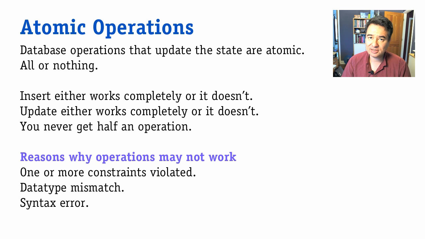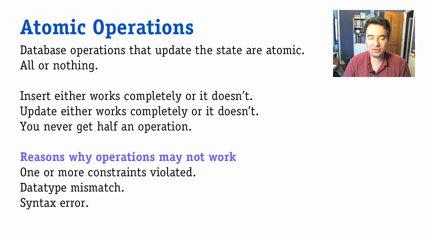Atomic operations, I mentioned that a moment ago. An atomic operation is basically all or nothing. All database operations are atomic. When you do an insert, you either get the whole row or you get none of it at all. When you do an update, you either get all the data that the operation is going to change or none of it happens. You don't get half an update. You don't get half a row.